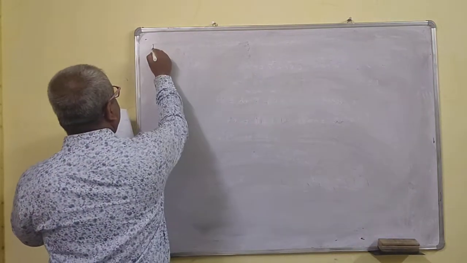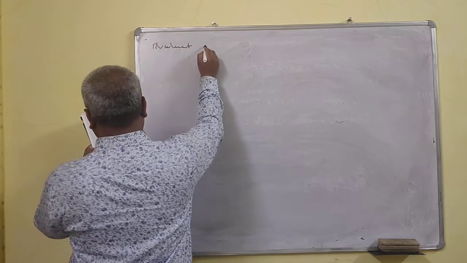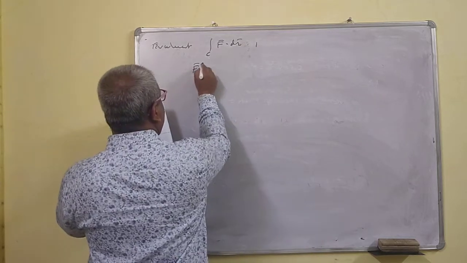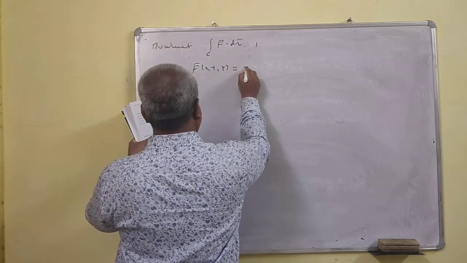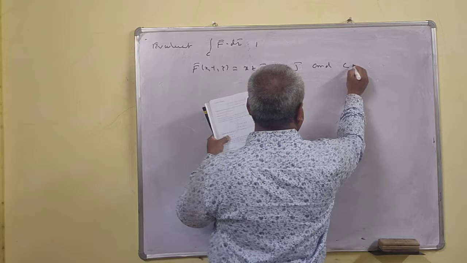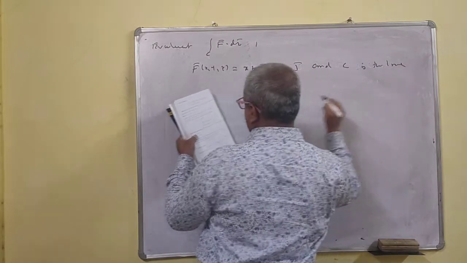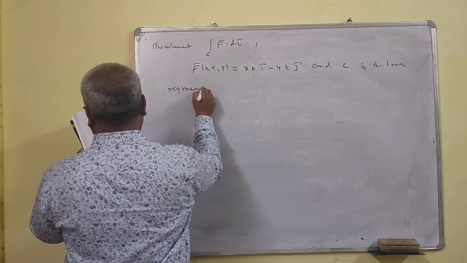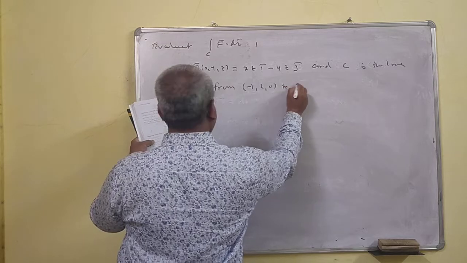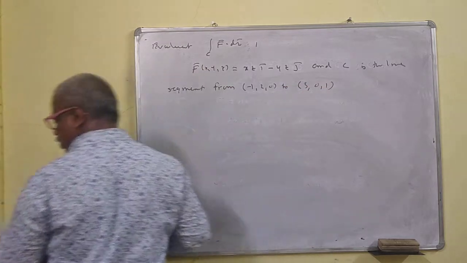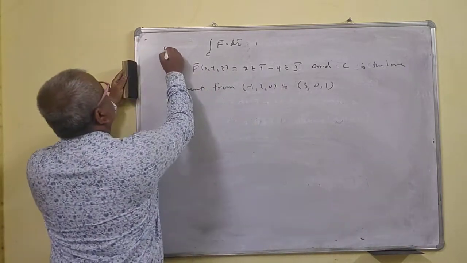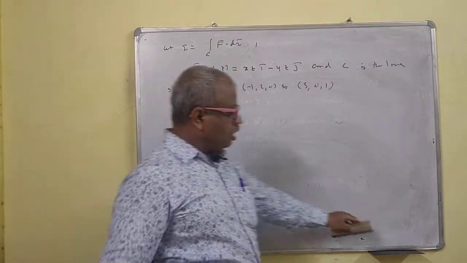Next, evaluate the integral over c of f bar dot dr bar, where f bar of x y z is equal to xz i bar minus yz j bar, and c is the line segment from minus 1, 0, 3 to 0, 1. Okay, solution. Let I is equal to this. Okay, this is your f bar.